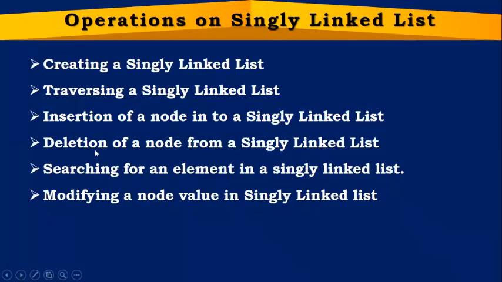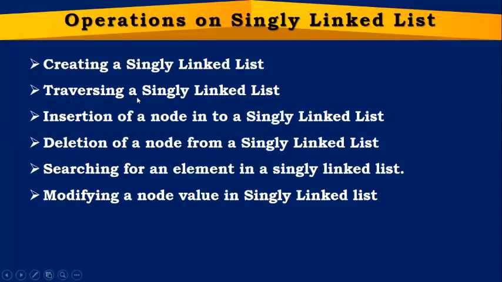Coming to the operations, we perform 6 types of operations in a single linked list, and these 6 types of operations are divided into a set of functions when you are implementing your single linked list program in C language. So creating a single linked list is one operation. In this, we create a single linked list with however many nodes you want to create initially, and those nodes can be created by using this operation.